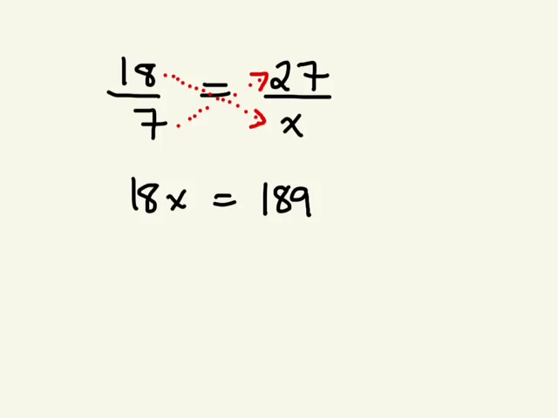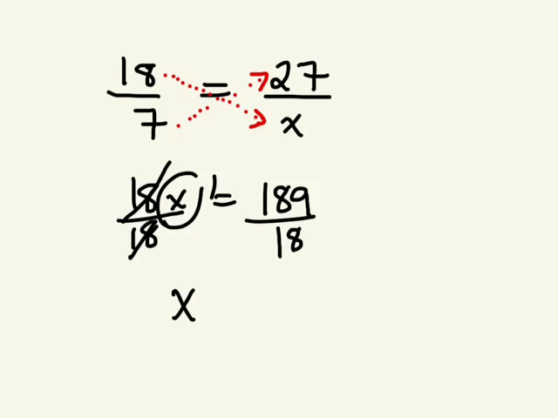We're trying to find out that x value. How do I isolate x now? Divide by 18, so that cancels out. Whatever you do to one side, you must do to the other side. So I have to divide this by 18. I'm left with just my x. What is 189 divided by 18? Yep.